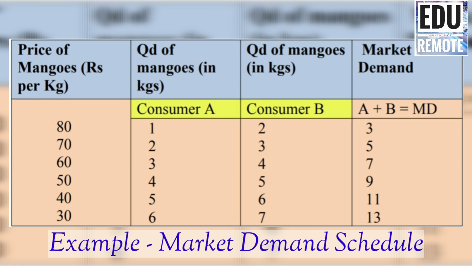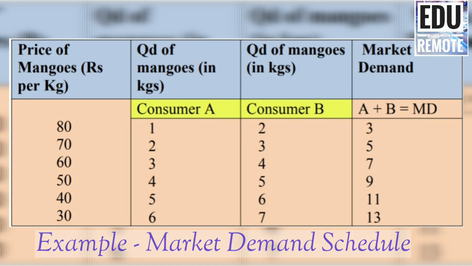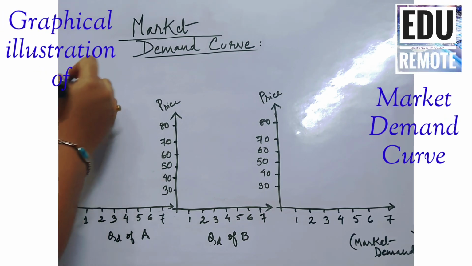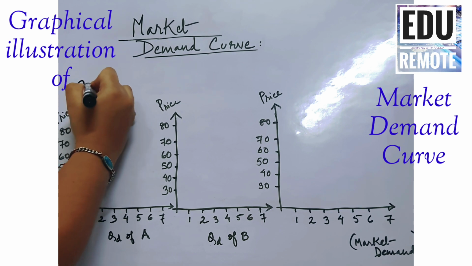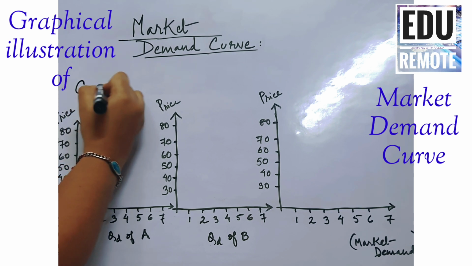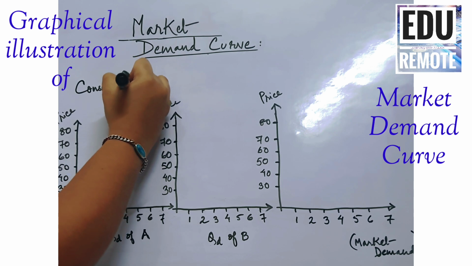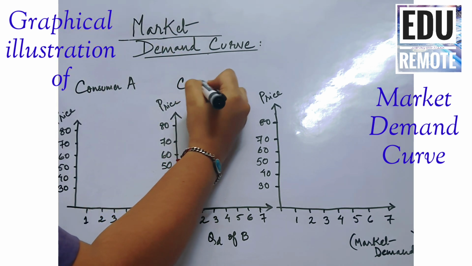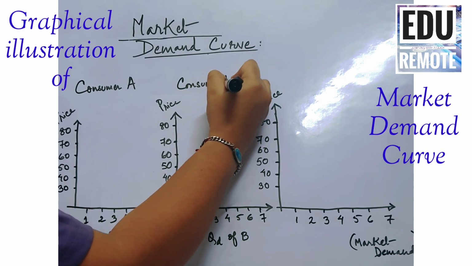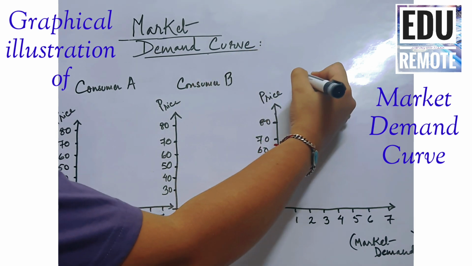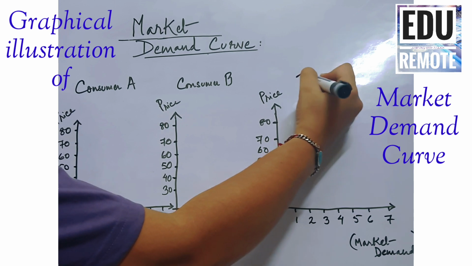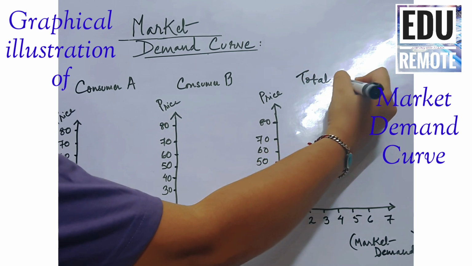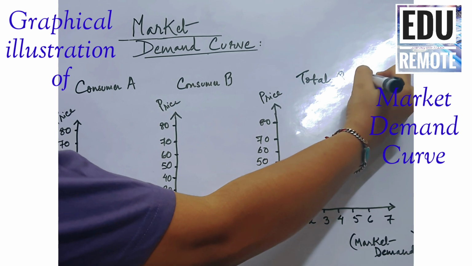In order to understand this better, we will consider the diagrammatic illustration of this market demand schedule leading us to the market demand curve. So here we will plot the respective quantities as demanded by consumer A. In this graph, we will consider the quantities of mangoes demanded by consumer B, and finally here we will see how it adds up to the total quantity demanded, which is the market demand.